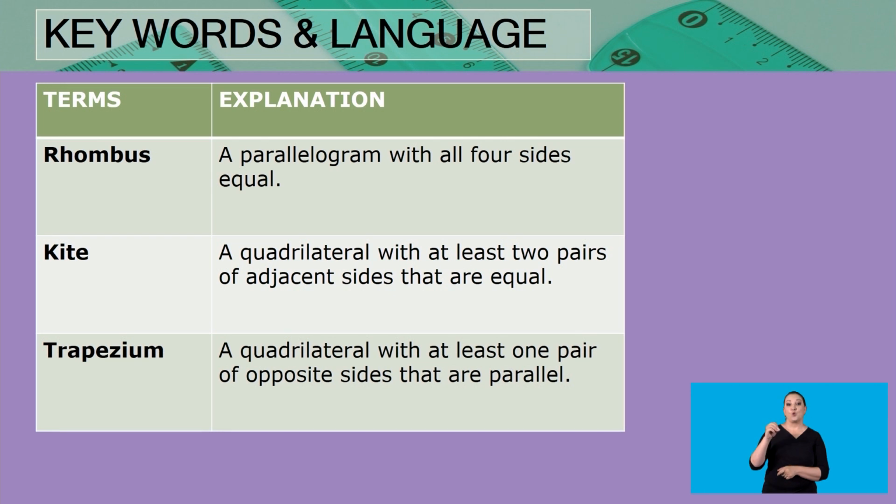Then we are going to look at a rhombus, which is a parallelogram with all 4 sides equal. Then a kite, which is a quadrilateral with at least 2 pairs of adjacent sides that are equal. And lastly, a trapezium, which is a quadrilateral with at least 1 pair of opposite sides that are parallel. Those are the keywords that we are going to be looking at during this lesson.